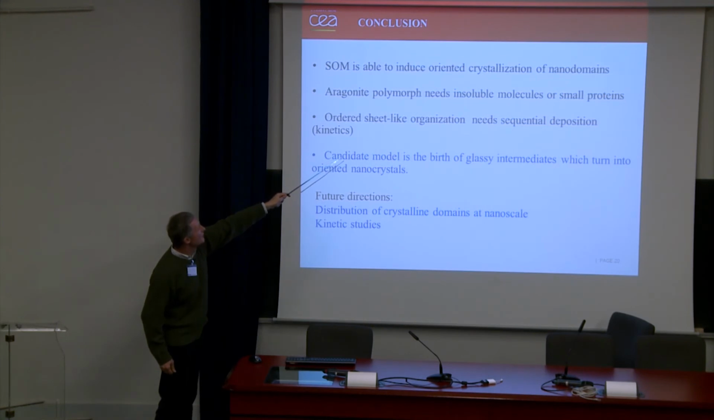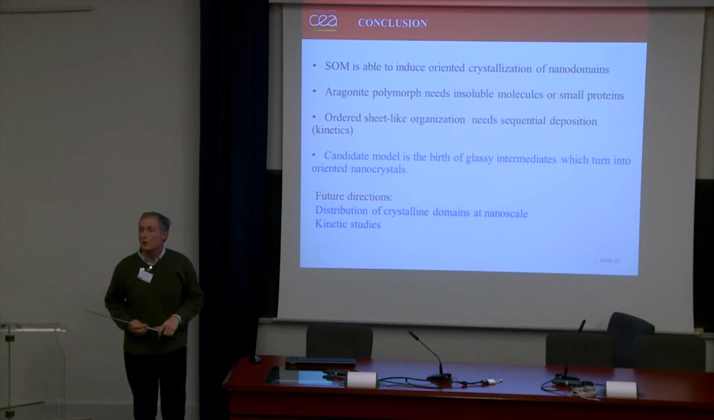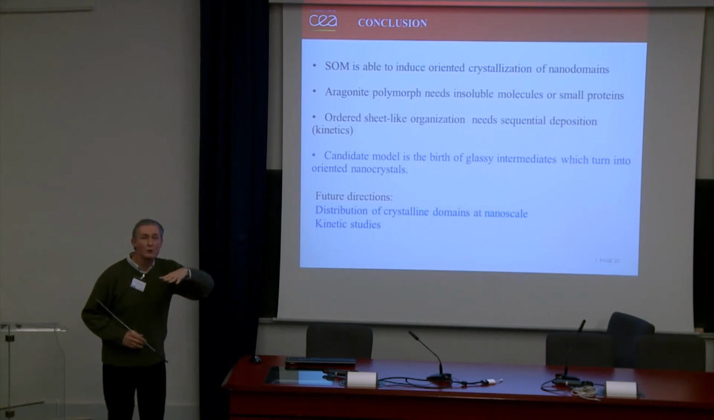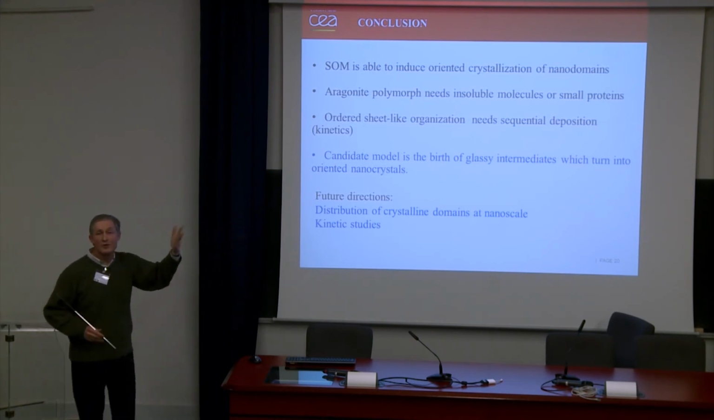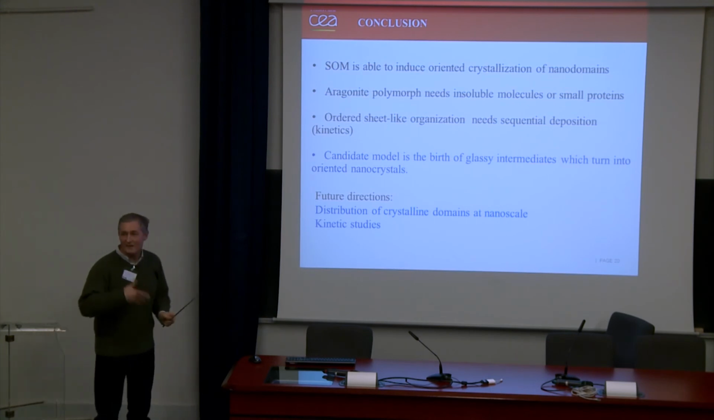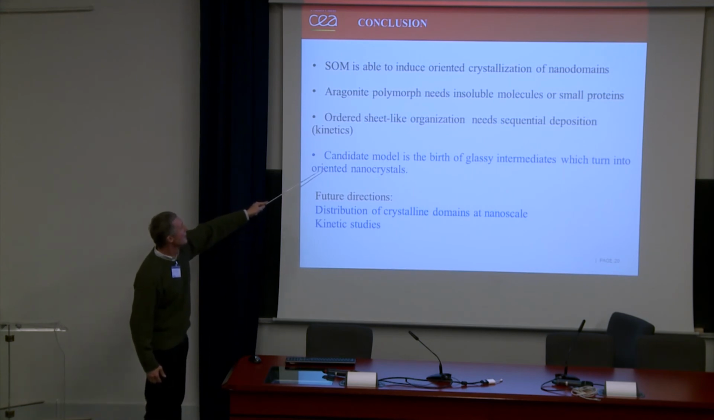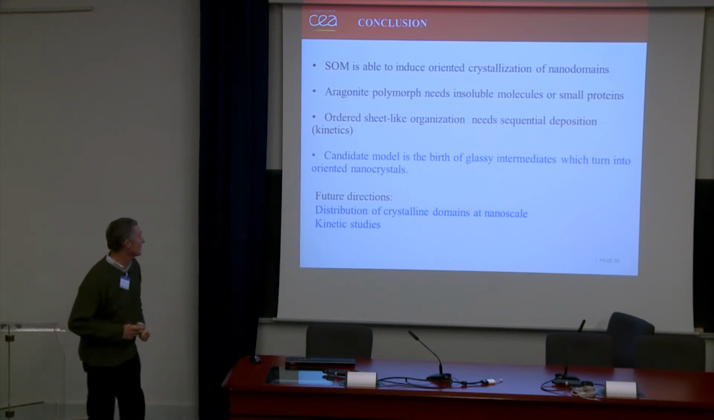The ordered sheet-like organization also probably needs some sequential deposition. Remember that here we lack these kinetic effects of the deposition of nacre. When this mineral grows, it goes in a very timely, ordered way, because you start by depositing calcite, then at some point you switch to aragonite, and it goes layer by layer with time. Of course, our process is not at all like that, so we lack this temporal control, definitely. So a candidate model could be that you have some glassy intermediates which then turn into oriented nanocrystals.